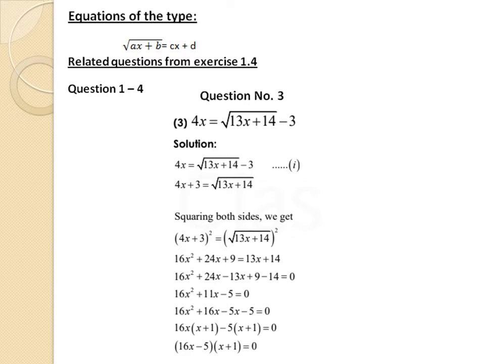Students, in your earlier exercises, you have learned 3 methods to solve a quadratic equation. The first one is factorization, the second is completing square, and the third is quadratic formula. So now it's up to you. You can adopt any one method out of these 3 which you find easy. And so here we are solving it by using the method of factorization. So we get 2 factors on left side, 16x minus 5 and x plus 1. So (16x minus 5)(x plus 1) is equal to 0.